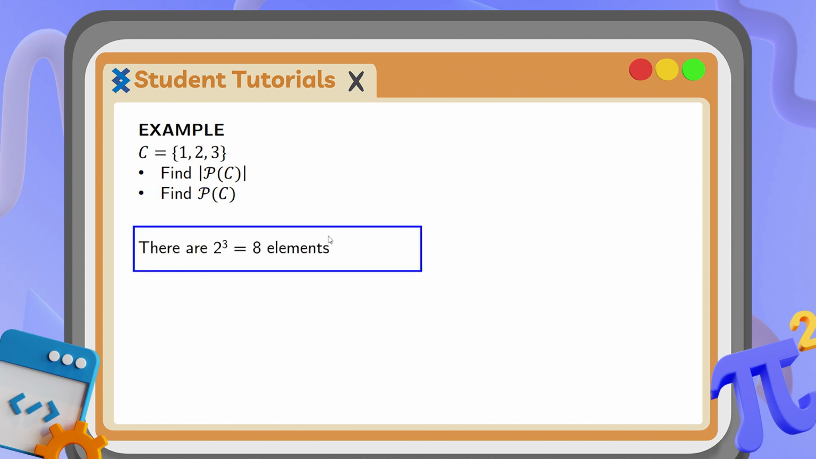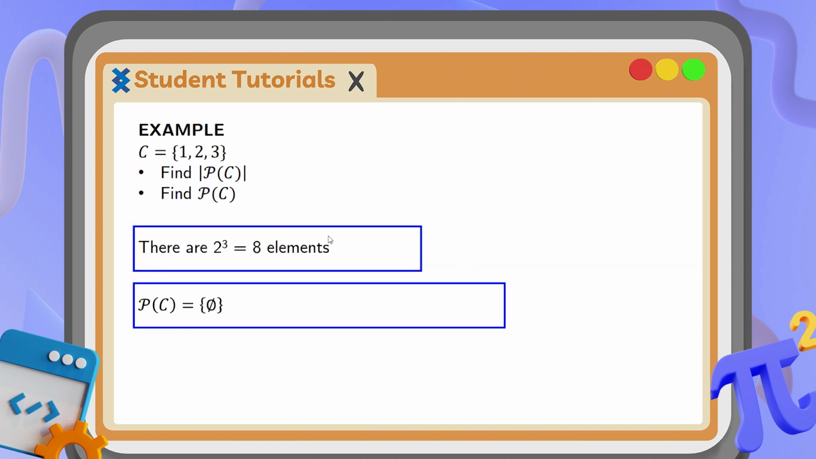Now, what if you have 3 elements? Again, for finding the power set's cardinality, that would mean you have 2 raised to n elements, which is 2 raised to 3 because C has a cardinality of 3. So therefore, it would have 8 elements. And the list of elements in the power set are as follows. The null set, the singleton sets {1}, {2}, and {3}. And then we also have other sets like the set containing 1 and 2, 2 and 3, and 1 and 3. And then as well as set C itself containing elements 1, 2, 3.